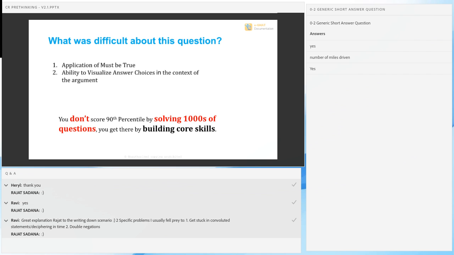So, what was difficult about this question? One was a focused application of must be true. Really important. You've got to do this. But the second thing was you had to visualize the answer choices and really say what conditions, what restrictions do they put, and what are the other parameters that I still have to play with. Okay. And that's something which is really, really important.